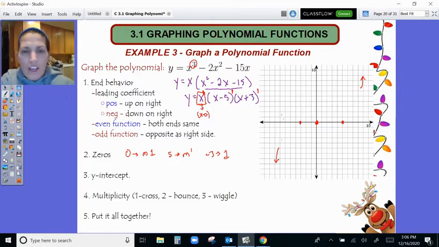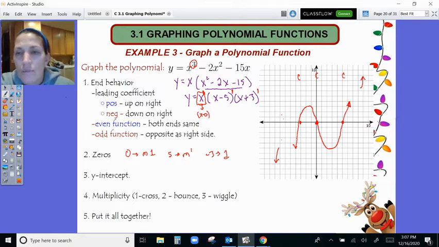Okay. Now we just have to put it together. We know that we're going to cross here, cross here, and cross here. So we're just going to take this and go cross, turn around and cross. You're going to turn around about halfway and cross, and then we'll make sure to put our arrows on here, and there we go. We just put the map all together. And that's how you graph a polynomial.